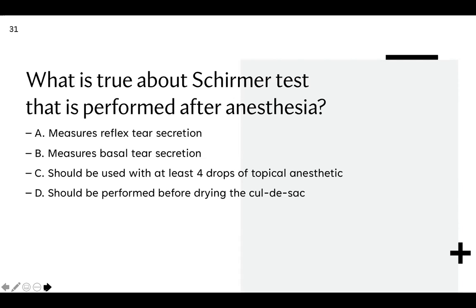The poll is locked. The correct answer to this question is that it measures the basal tear secretion, and 83% have marked this right. So that's good. People know about Schirmer's test. Let's move on.